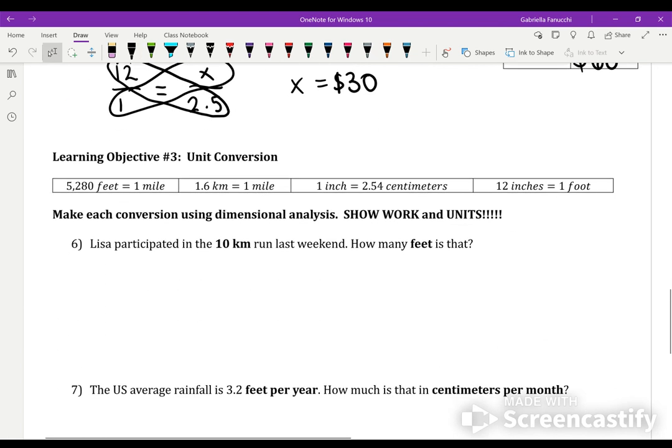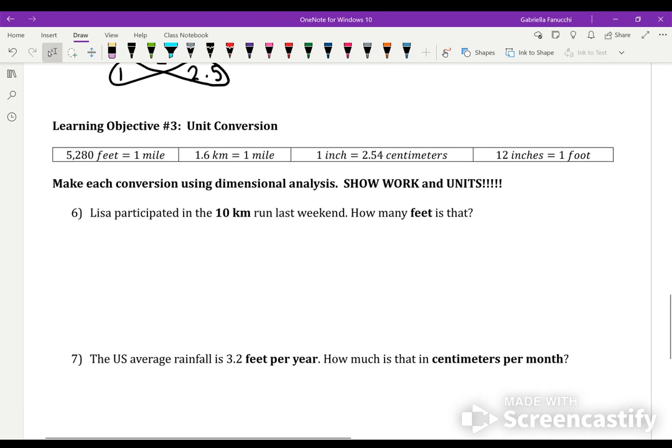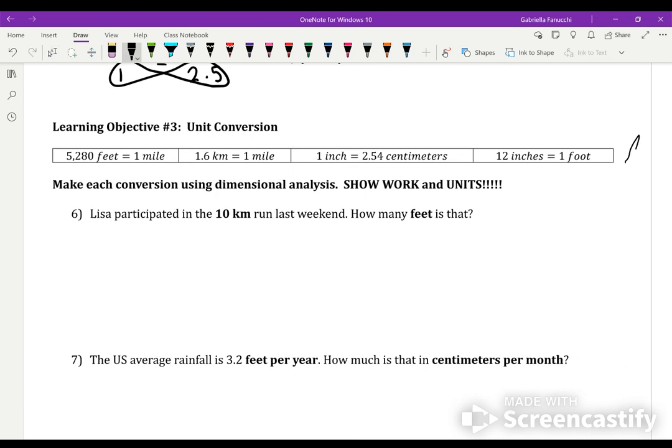Last 2 questions, we're going to be doing some unit conversions. So we are going to use this table right here to help us out with numbers 6 and 7. So Lisa participated in the 10-kilometer run last weekend. How many feet is that? So let's start with 10 kilometers. We can see right here that 1.6 kilometers gives us 1 mile.